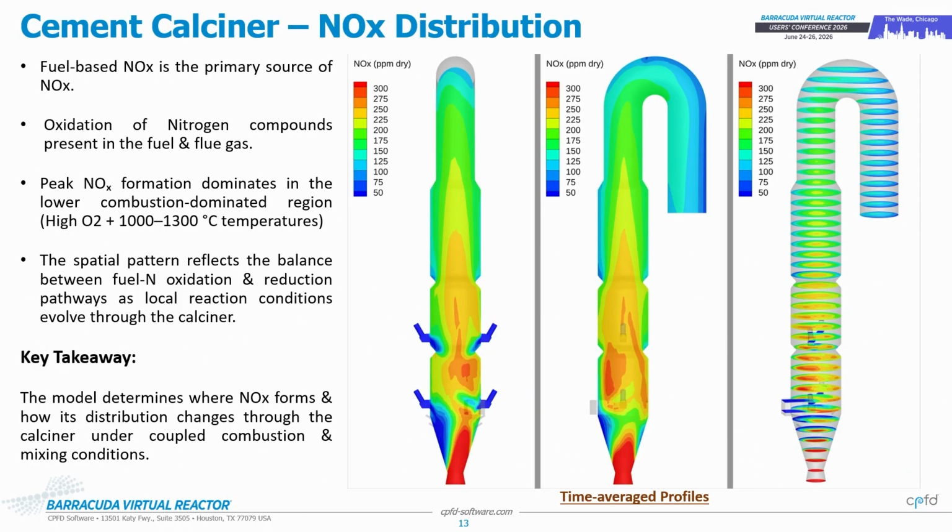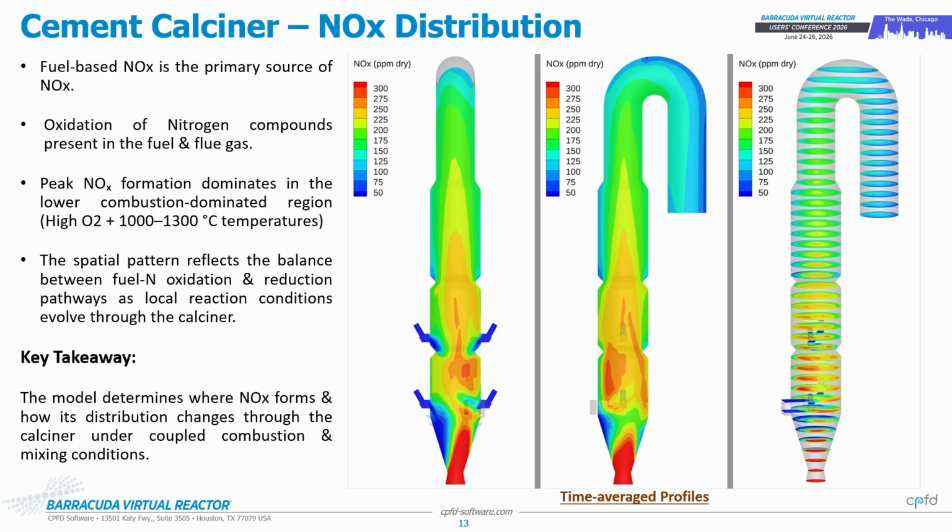Here is my final slide on the calciner. This is the NOx distribution. And here, these are all time average profiles. I'm trying to visualize the spatial distribution of the NOx. Here on the left, there's some amount of NOx coming in through the kiln exhaust gas. And again, you see spikes of NOx being formed. This coincides with the peak temperatures that we saw earlier, and is also consistent with the oxygen patterns.